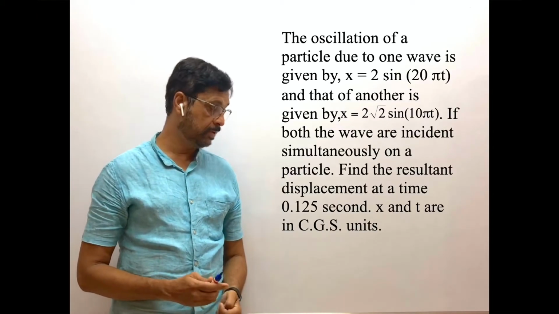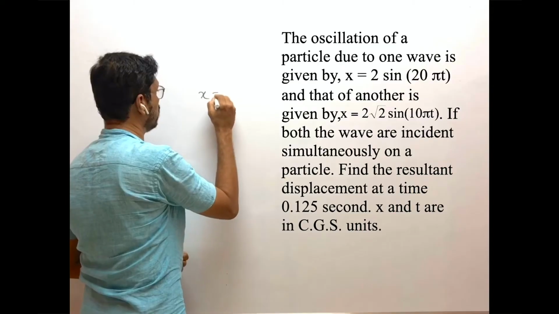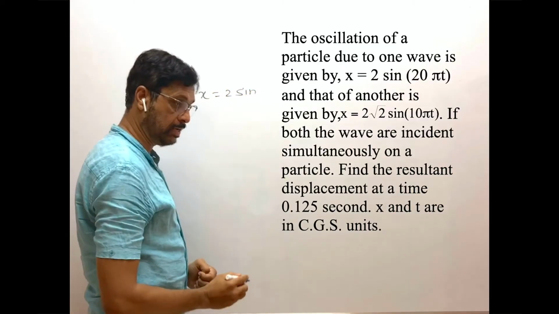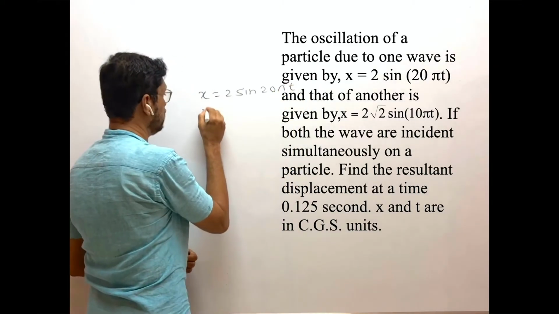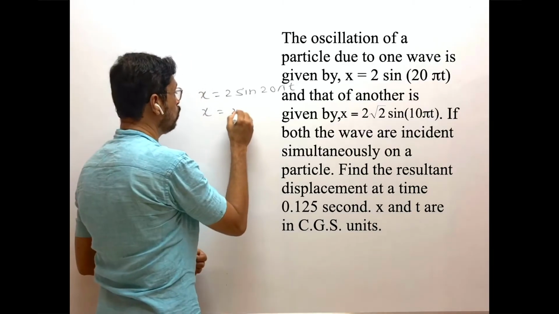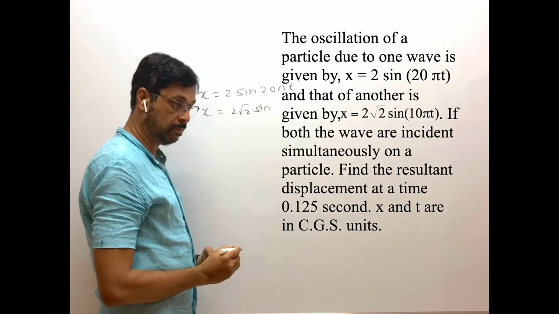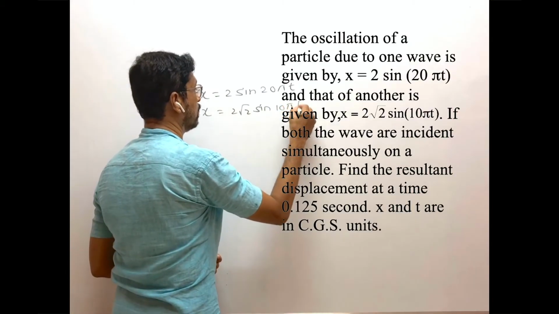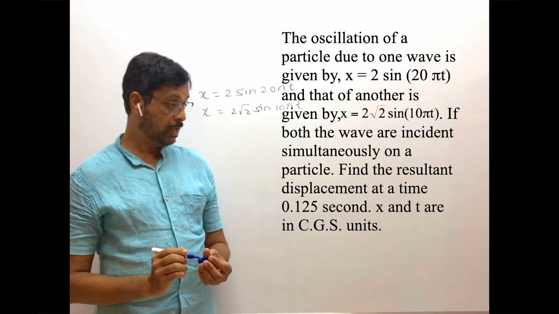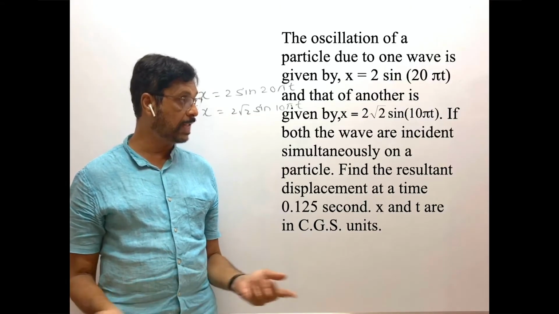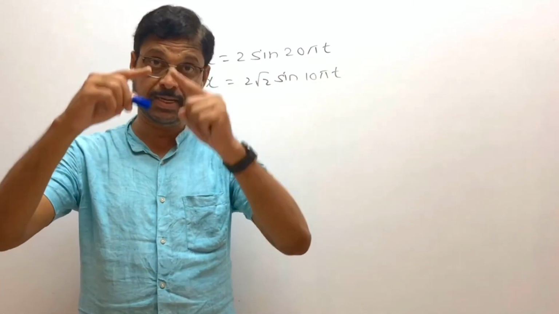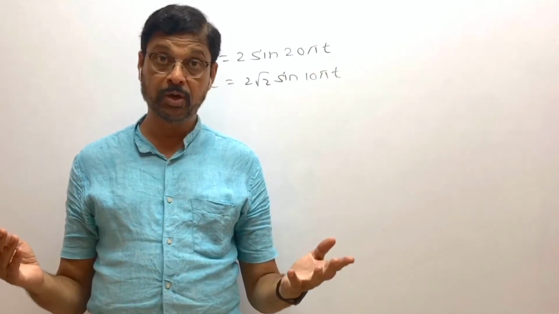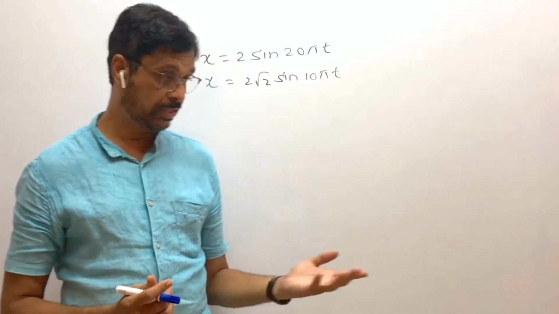The oscillation of a particle due to one wave is given by x is equal to 2 sine 20 pi t, and another is x equal to 2 root 2 sine 10 pi t. Right? If both the waves are incident simultaneously on a particle, मतलब दोनों का superposition हो रहा है, there is superposition.